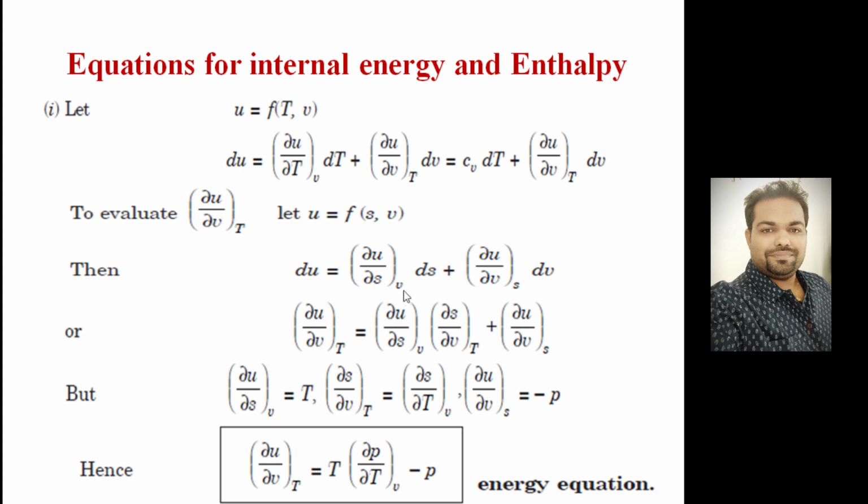I got this. Now look at the first term: ∂u is nothing but the change in internal energy for a closed system, equal to T into ds, right? So this ∂u/∂s became T, and this term, using the Maxwell relationship, right?